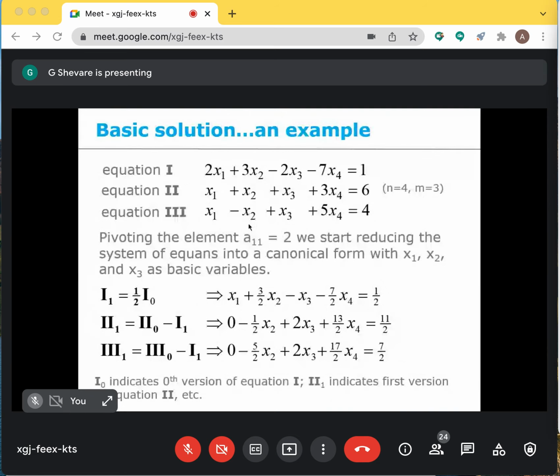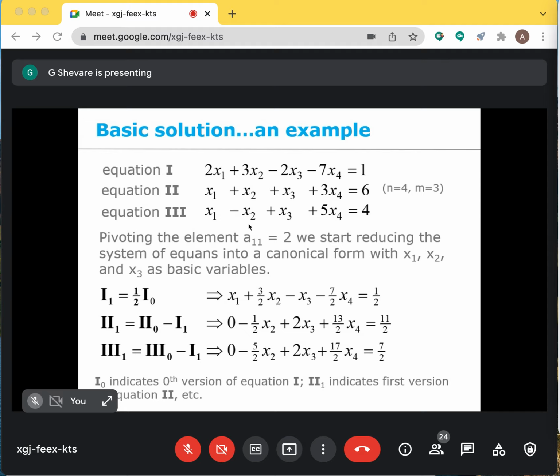So I think it's a good idea to have a look at what I have said just now through an example. Let us see if it makes some sense. Here I have equality conditions which are 3 in number: equation 1, equation 2, equation 3. The number of variables is 4: x1, x2, x3 and x4. So n is equal to 4 and m is equal to 3.